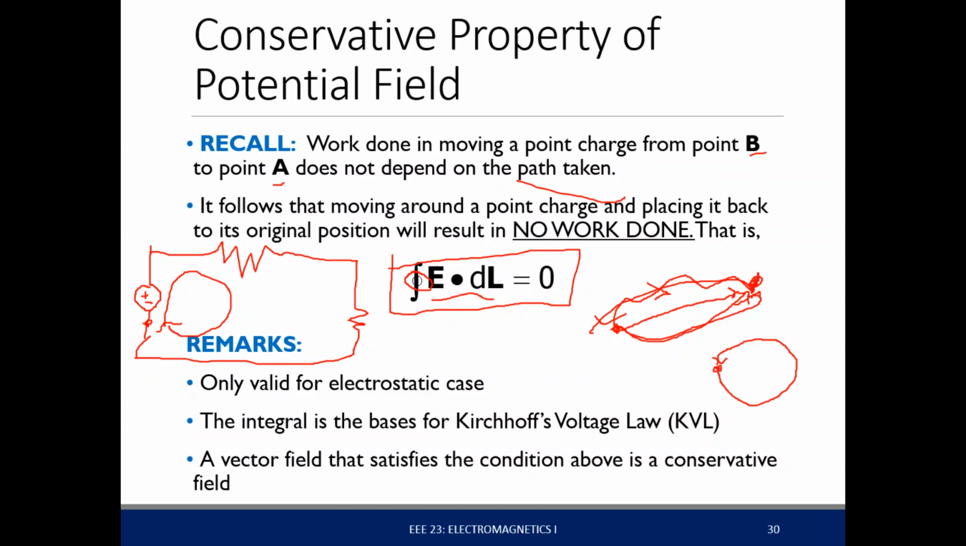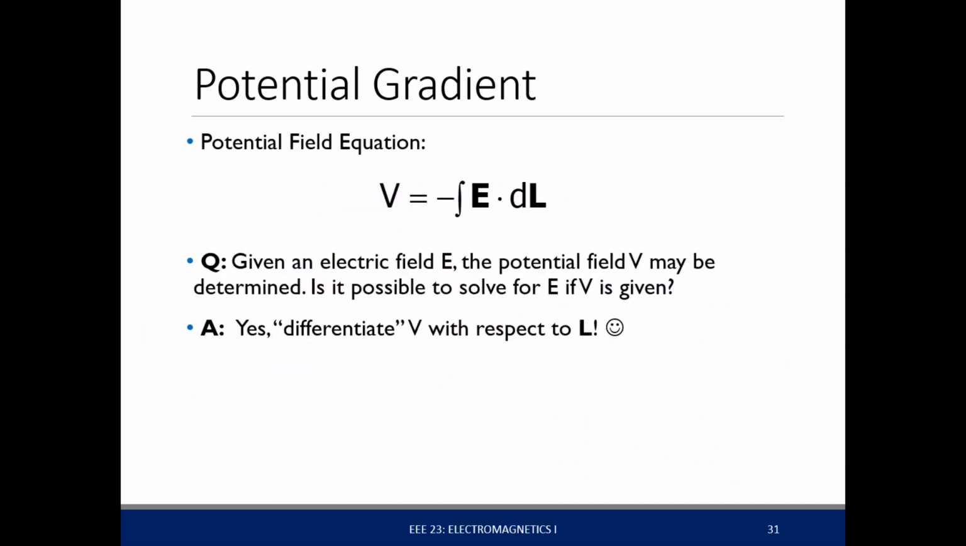Okay? So some remarks: this is only valid for what we call the electrostatic case. And it's actually the basis of Kirchhoff's voltage law, or KVL. That's what I mentioned earlier. And in general, a vector field that satisfies the condition above is what we call a conservative field. Okay? A conservative field is basically one where, if you get a closed loop integral of that field, it will be 0.